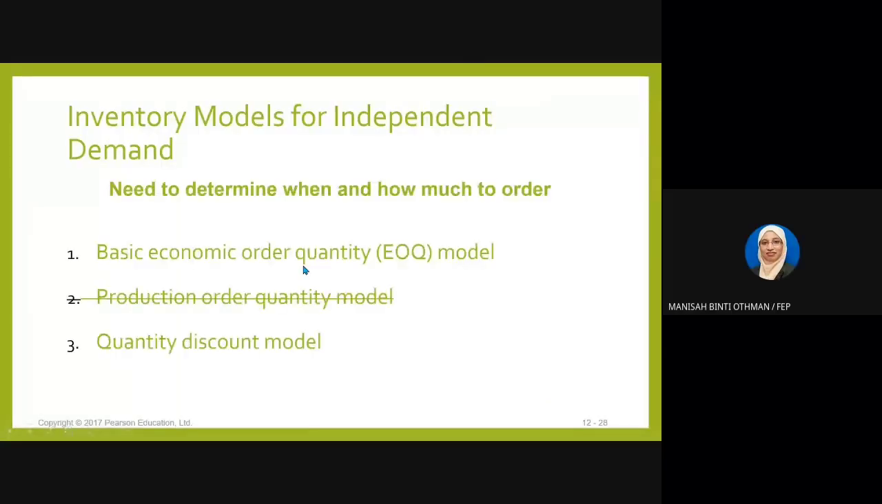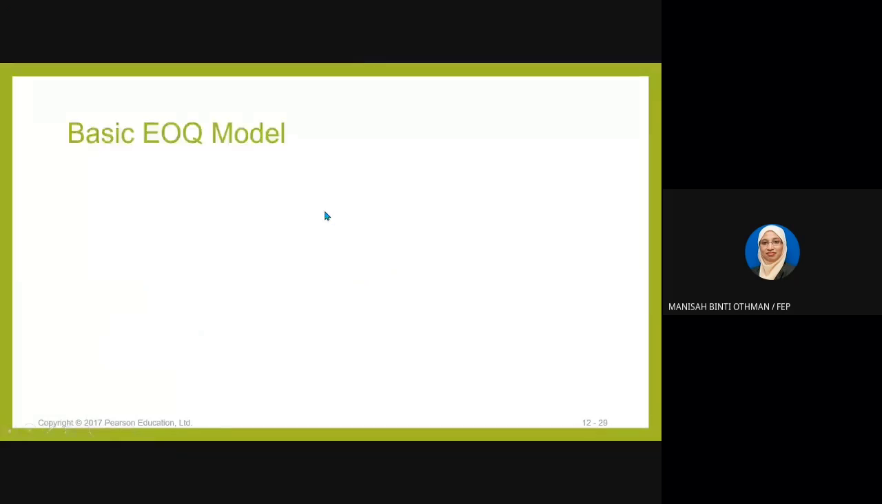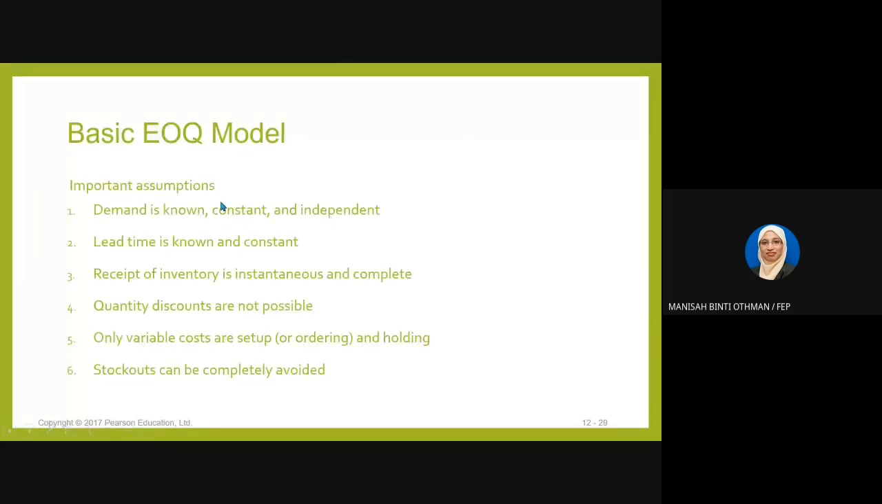Okay, so now I will explain to you how to use the EOQ. Before that, you have to understand the assumptions for the EOQ model. If you want to use the EOQ model, the demand for the inventory is known. You know exactly the demand for the inventory, and it should be constant and independent of the other inventory or other items. So demand is known, constant, and independent.